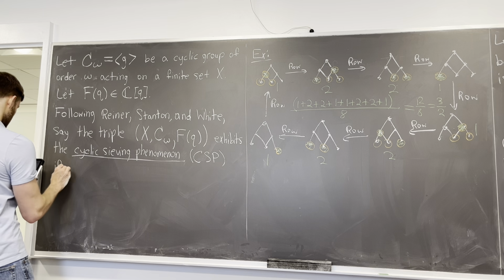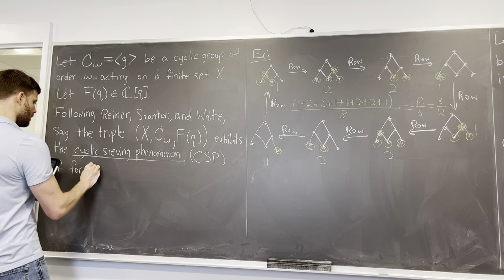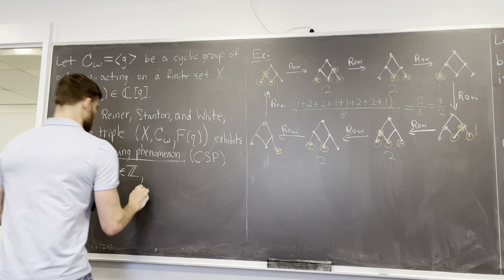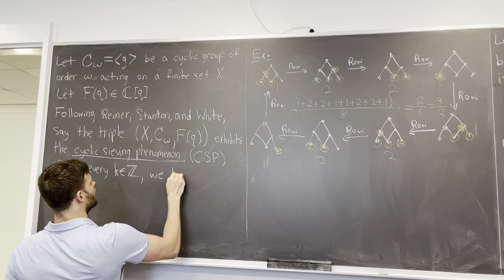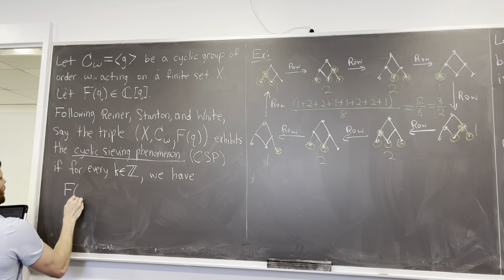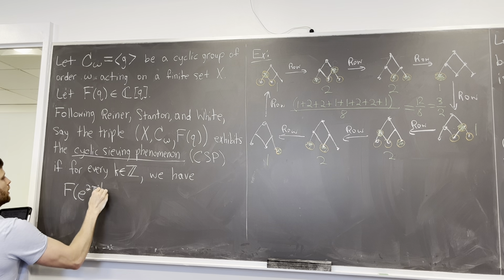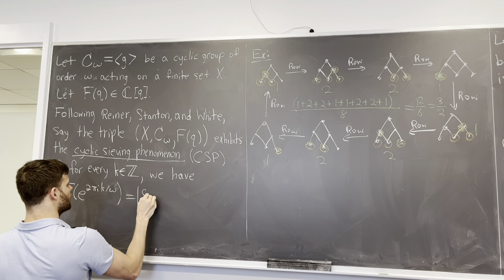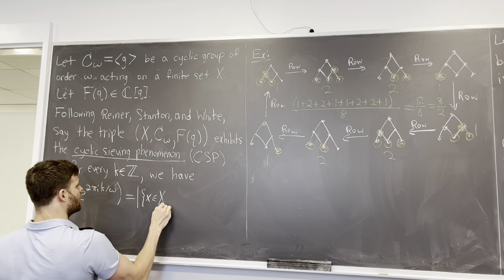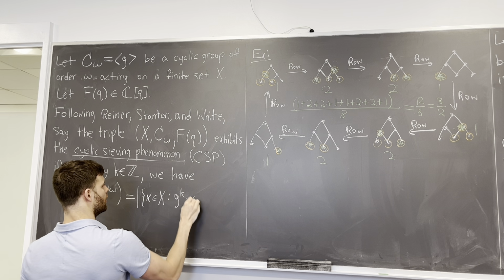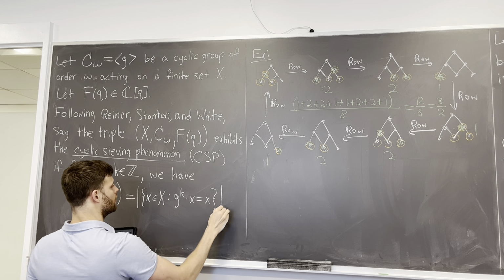if for every integer k, we have, okay, so I'll write this down, then I'll explain what it means: f of e to the 2 pi i k over omega equals the number of elements of X that are fixed by the action of g to the k. Okay.